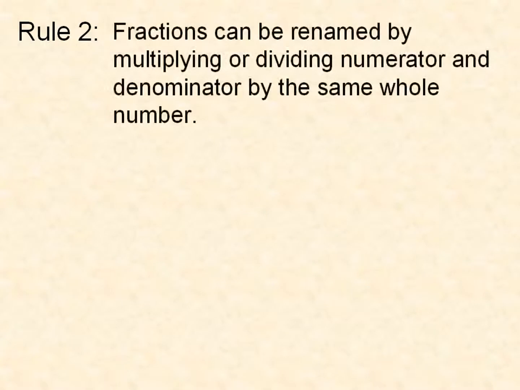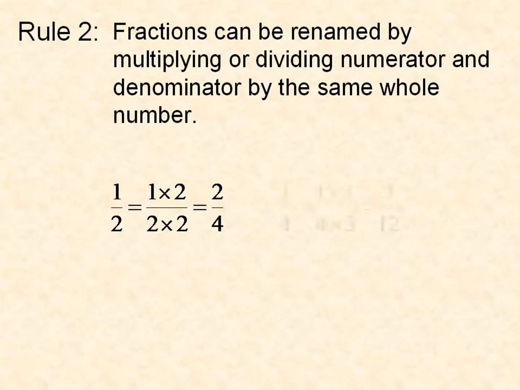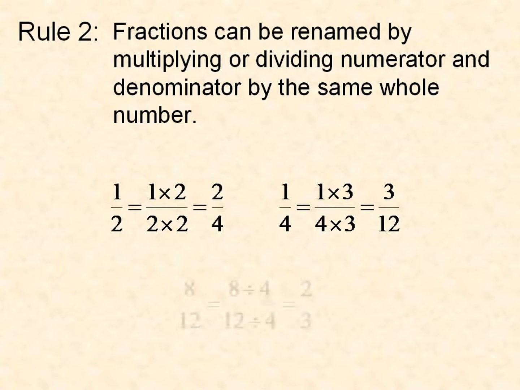Our second rule is that fractions can be renamed by multiplying or dividing numerator and denominator by the same whole number. For example, 1/2 can be renamed to 2/4. We multiply top and bottom by 2. 1/4 can be renamed to 3/12 if we multiply top and bottom by 3. 8/12 can be reduced to 2/3 if we divide top and bottom by 4.